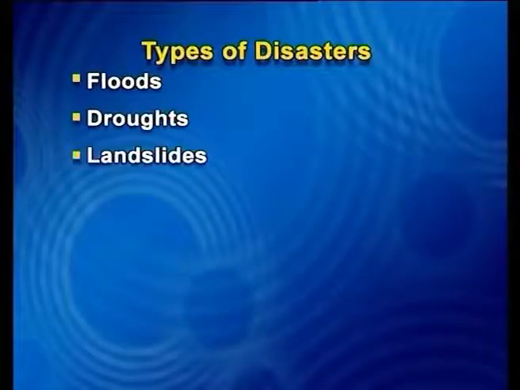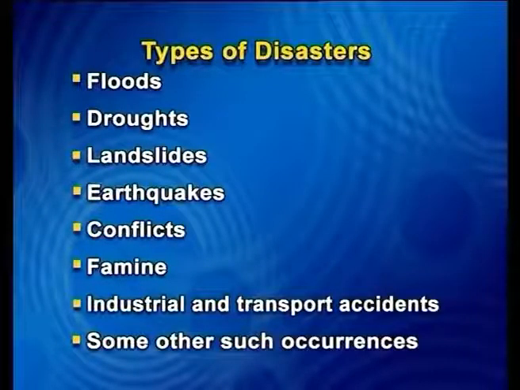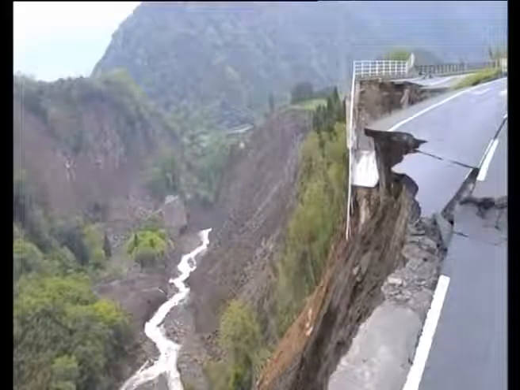To sum up, disaster occurs in variable forms such as floods, droughts, landslides, earthquakes, conflicts, famine, industrial and transport accidents, and some other such occurrences. Disasters are usually divided into natural disasters and man-made disasters. While floods, droughts, landslides, and earthquakes are examples of natural disasters, conflicts, famine, industrial and transport accidents are referred to as man-made disasters. Natural and man-made disasters affect thousands of people each year.